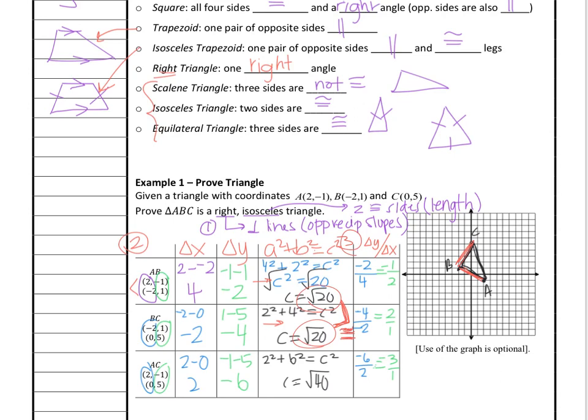You have to make this very clear on your table. If I can't see it on your table, I can't give you credit for it, okay? Then I take a look at my slope column, and I say, all right, what can I find here? Well, I see a negative 1/2, a positive 2 over 1, and a negative 3 over 1.